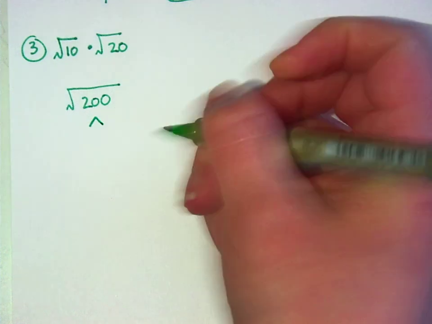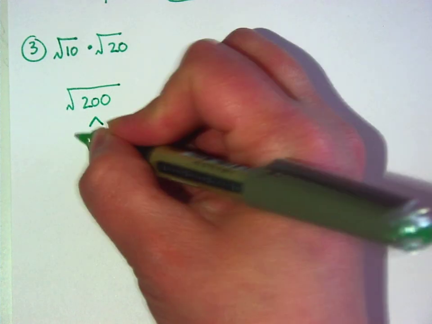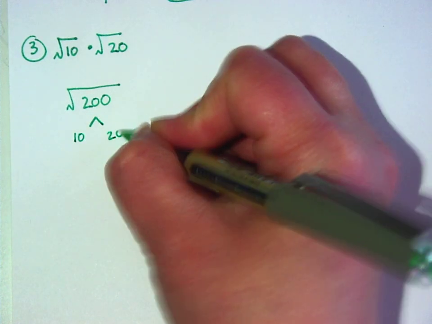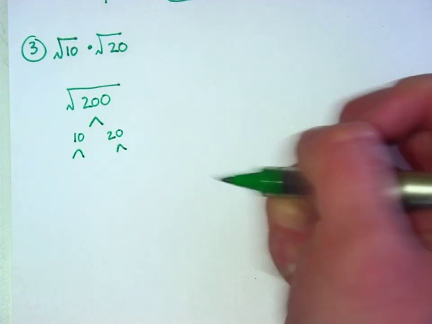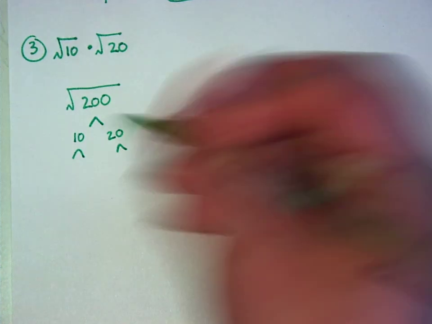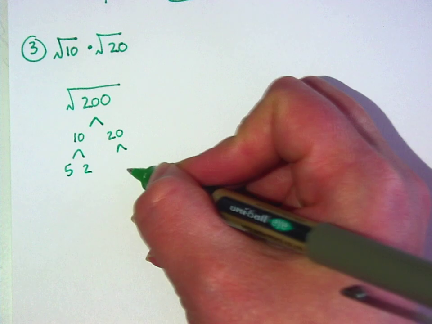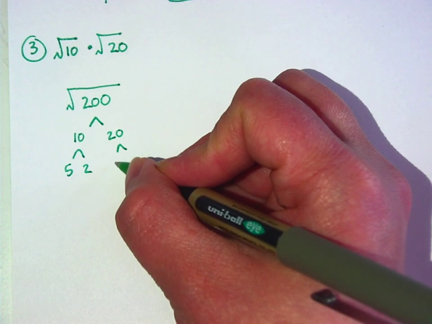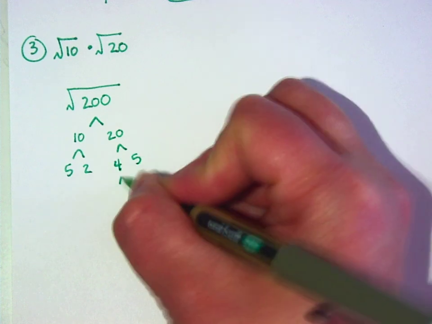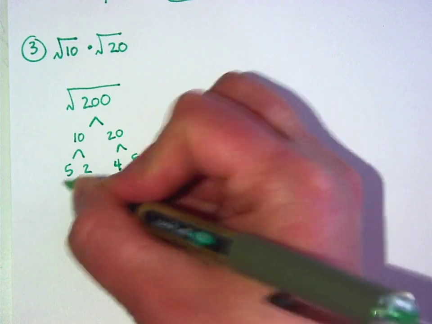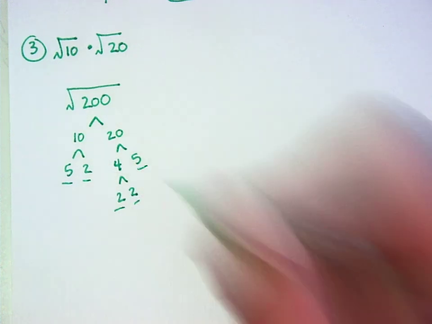Okay? Now, if we break down the square root of 200, that's going to be 10 and 20. We know that because we just multiplied them together. But what is 10 the same as? 5 and 2. And 20 is 4 and 5. And then 4 gets broken down to 2 more 2s. So I've got a 5, a 2, 2, 2, and a 5.